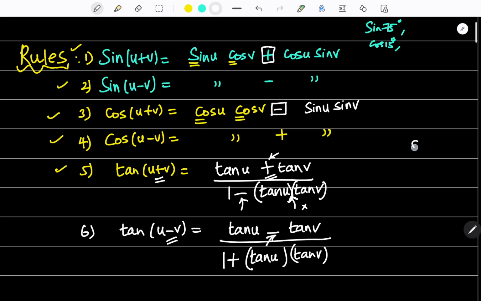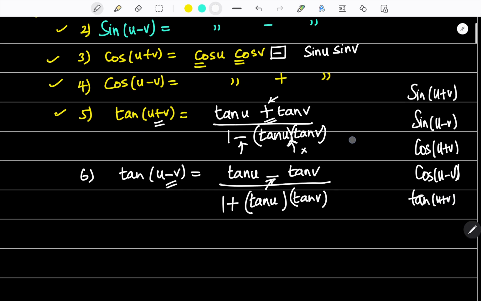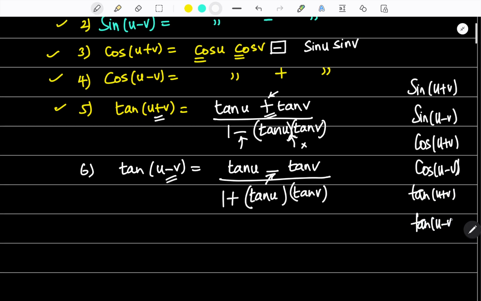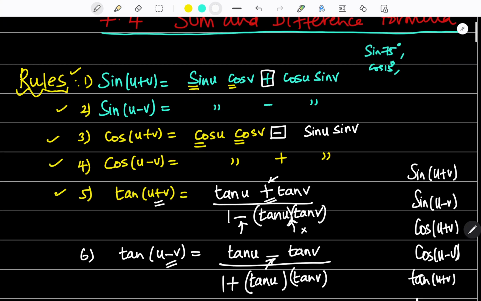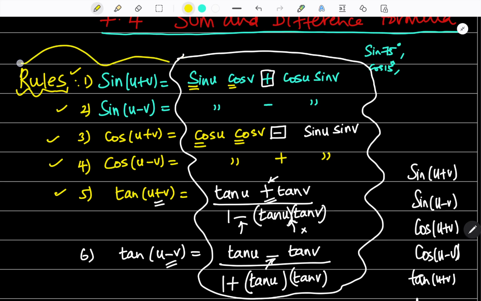One is sine of u plus v. You need to memorize, no other way. Sine of u minus v, cosine of u plus v, cosine of u minus v, tan of u plus v, then tan of u minus v. Right. For one set of questions, we have to use this side. And for another set of questions, you have to use this side.